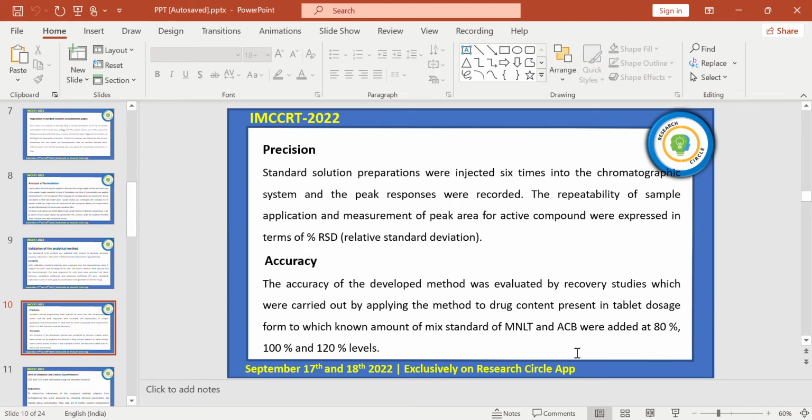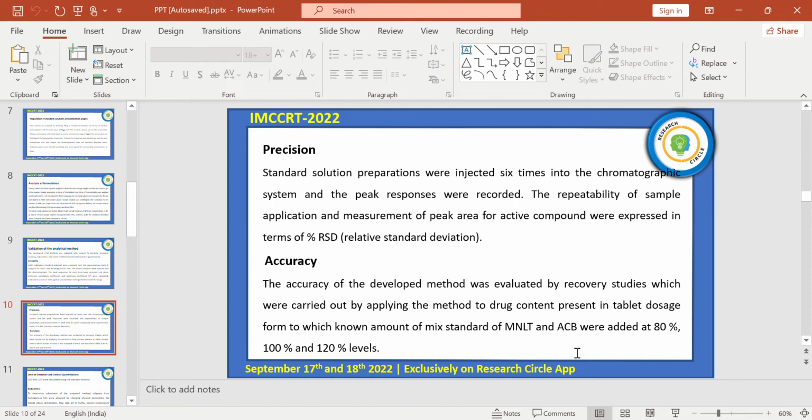Next parameter validated was precision, where the standard solution preparations were injected 6 times into the chromatographic system and peak responses were recorded. The repeatability of sample application and measurement of peak area for active compound were expressed in terms of % relative standard deviation.